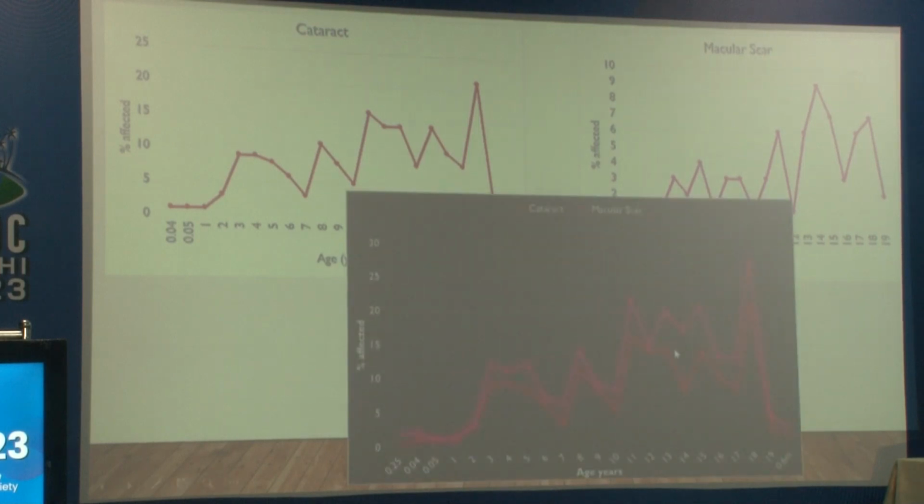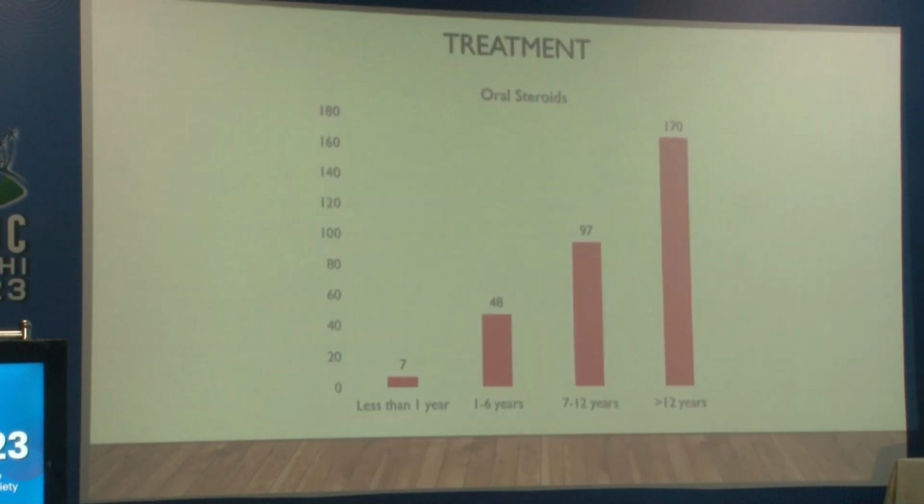When we try to correlate them, we see that the cataract pattern and the macular scar pattern follow the same graphical representation. That means if a patient has cataract, then the patient might also have some posterior segment finding. Oral steroid was started, and it was mostly in the more than 12 years age group.